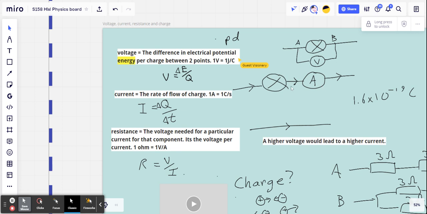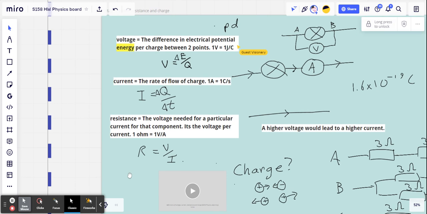Because the current's the same in series, I can put the ammeter before or after it. There's obviously no way of putting the ammeter inside the light bulb itself, but because the current's the same before and after the light bulb and in the light bulb, by putting the ammeter there or there, I'm measuring the current in the light bulb, which is the same as after the light bulb or before.